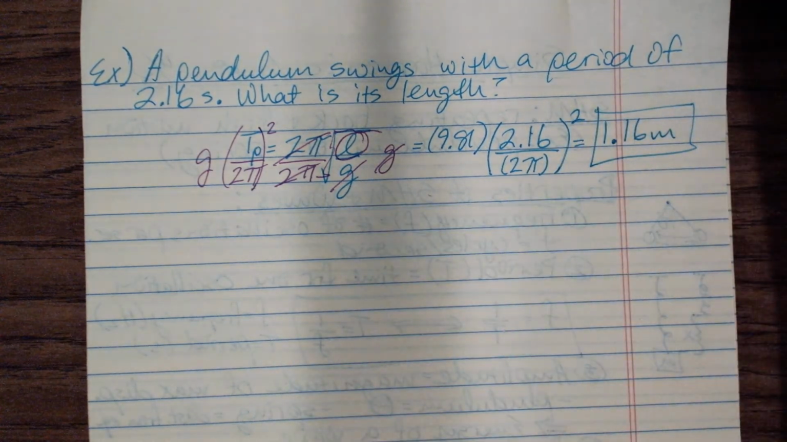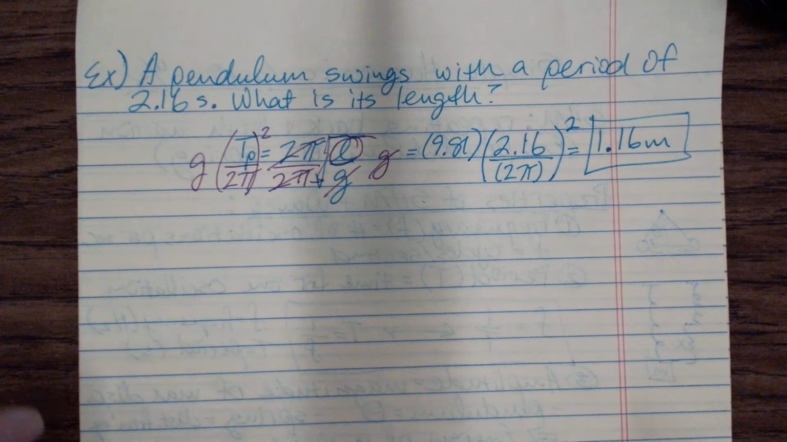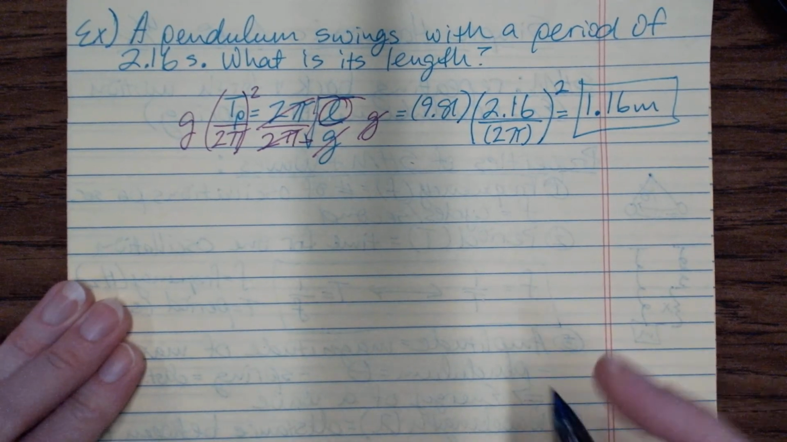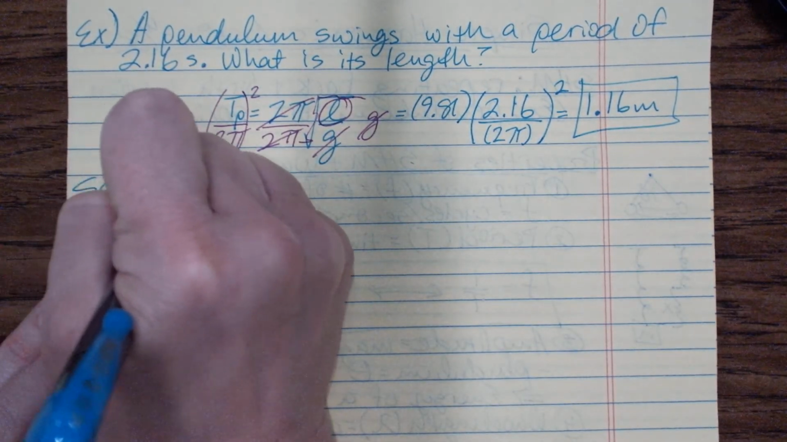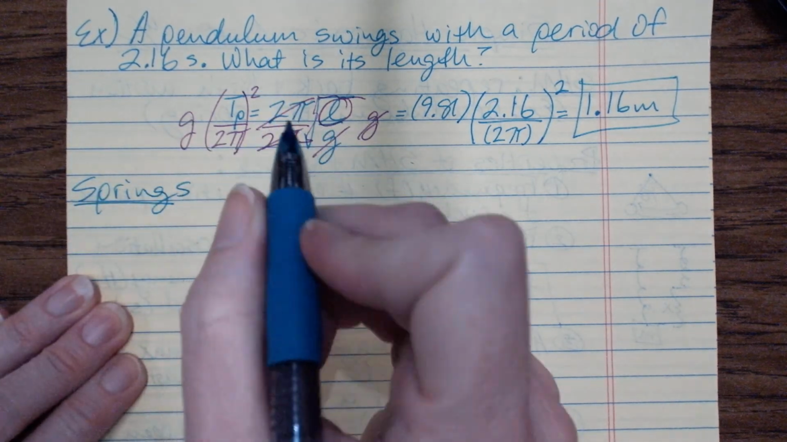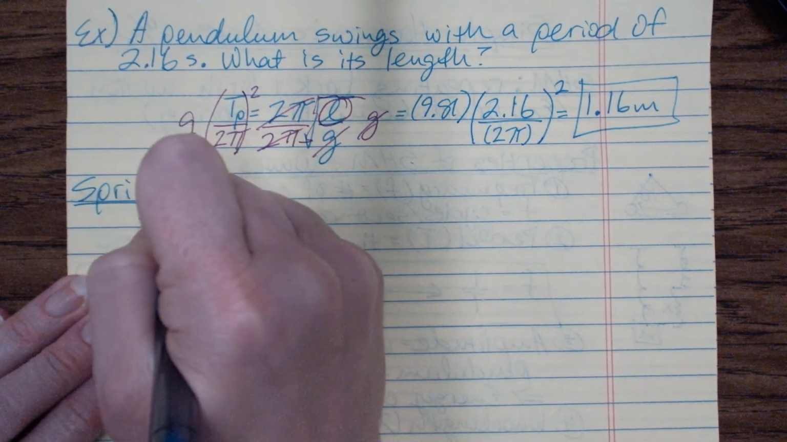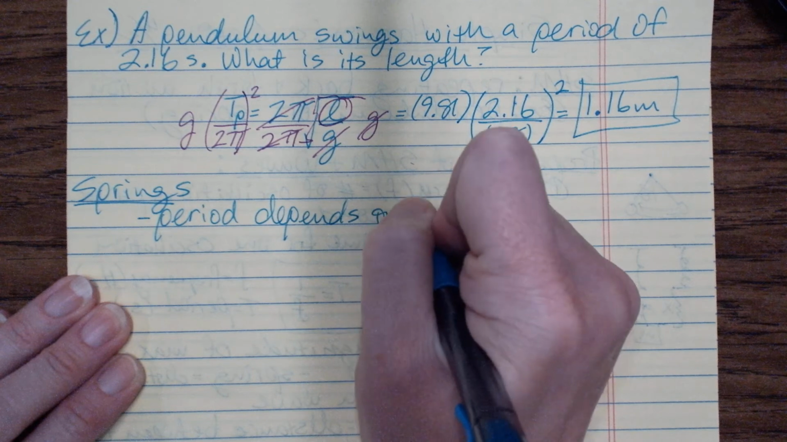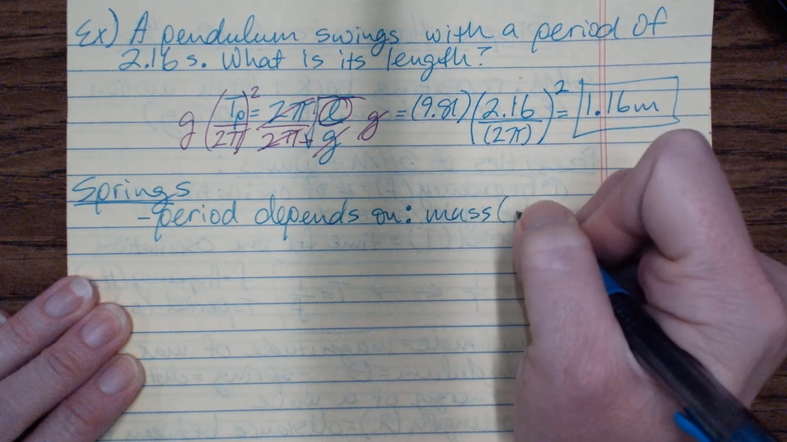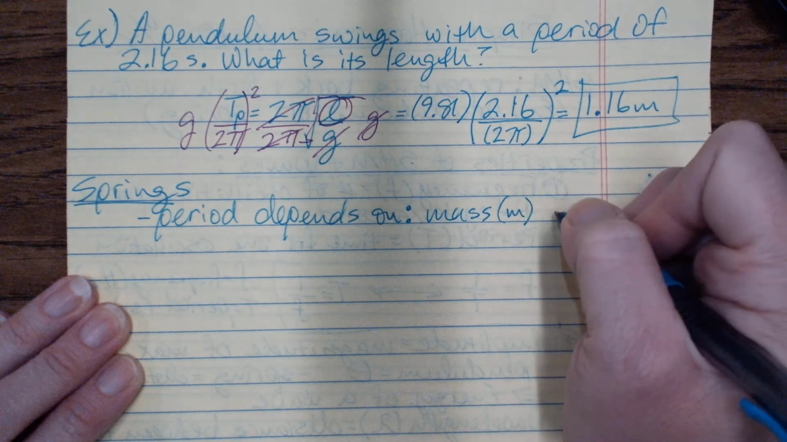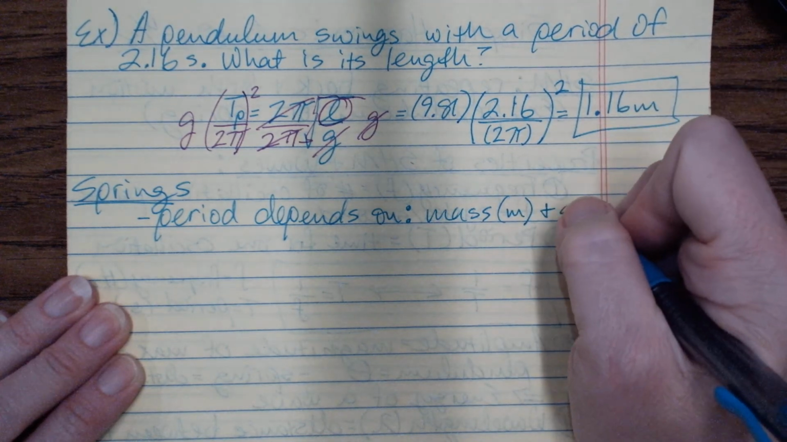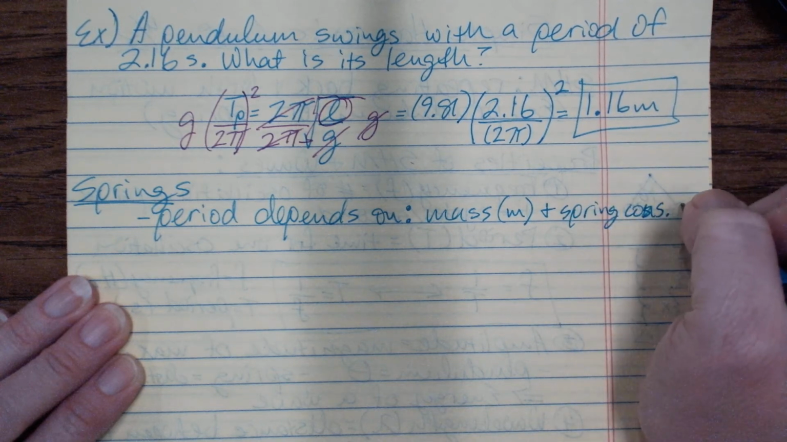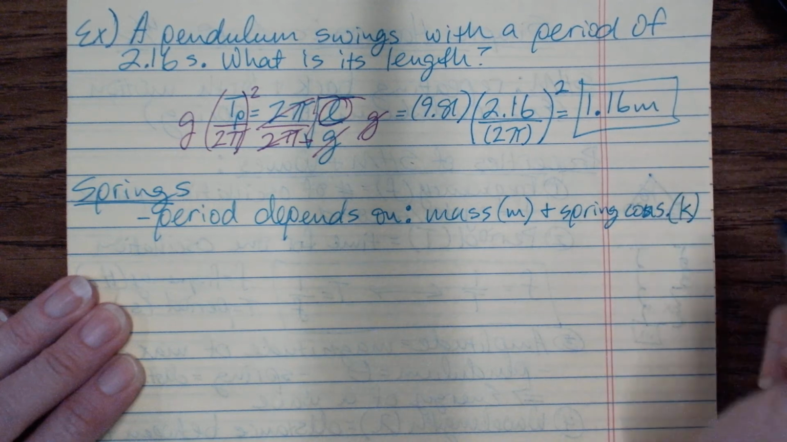Okay, and that's a good example of a pendulum question. All right, so now let's talk about springs. So for springs, the period depends on mass, which is a little m in the equation, and the spring constant, which is denoted by a lowercase k.